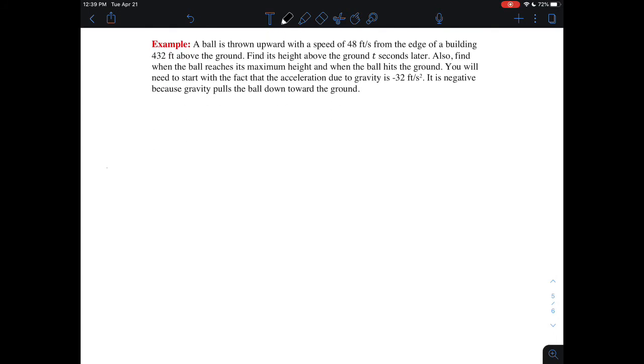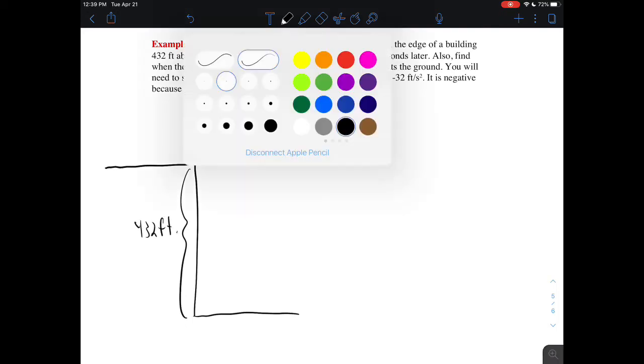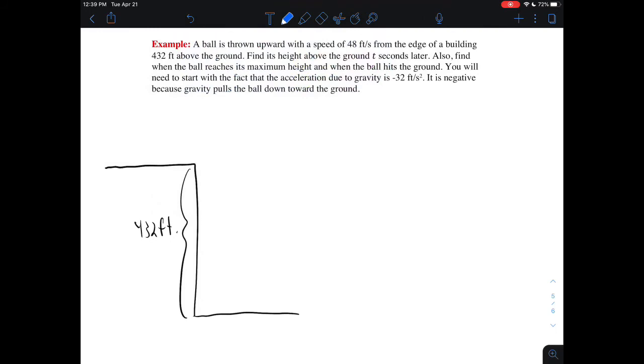So as a little bit of an image with this, let's imagine that here's our building and that the height of that building is 432 feet. And then someone is standing on the edge of the building and they throw the ball up, but as we expect, it goes up and then reaches some highest point and then comes back down and hits the ground. So we know that we're going to expect to get some function for the height of the ball being above the ground t seconds later. That has to be a quadratic. And it has to have a negative leading coefficient because that quadratic is opening down.